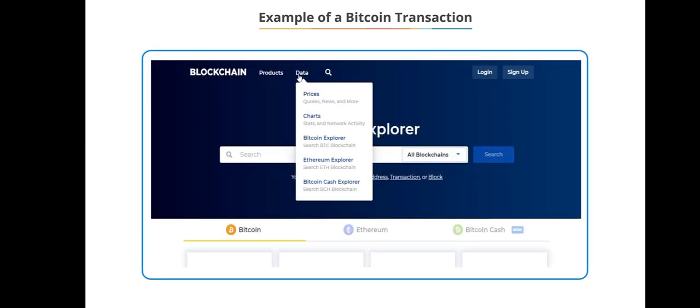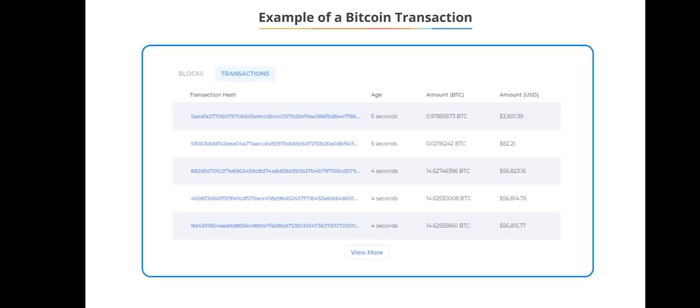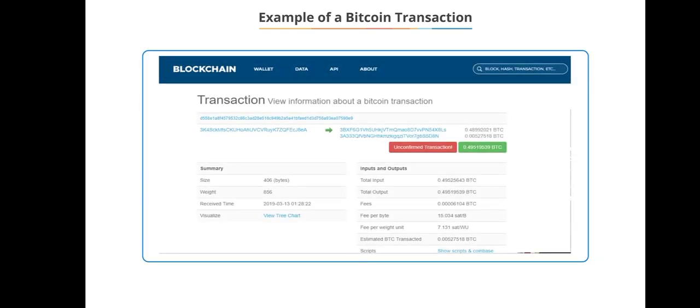Examples of a Bitcoin transaction. In order to view a transaction, you can go to the website blockchain.com. On that website, select Bitcoin Explorer from the data field and click on any one of the transactions. This would give a detailed view of that transaction.